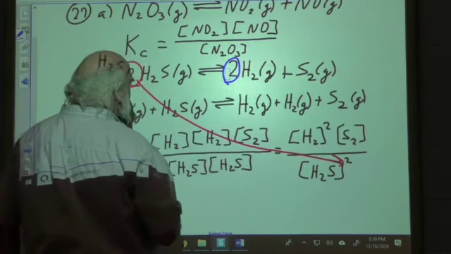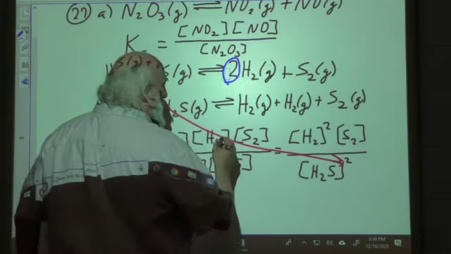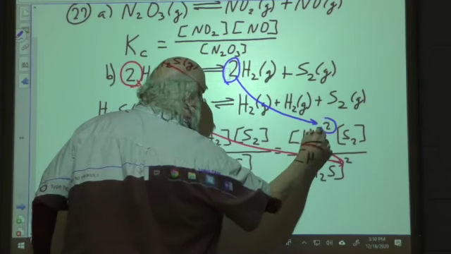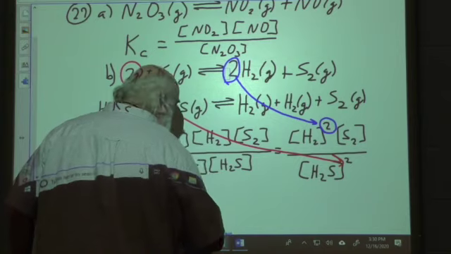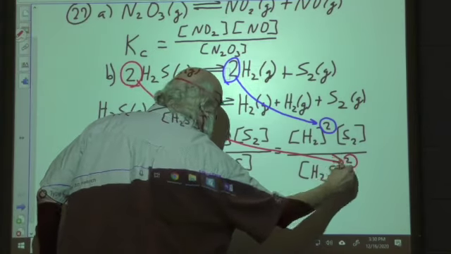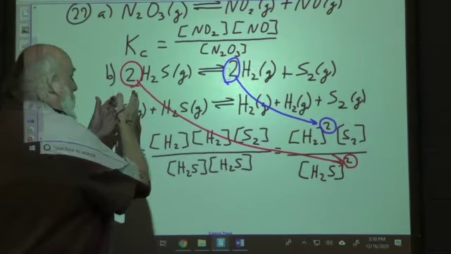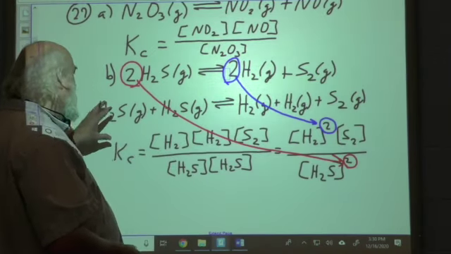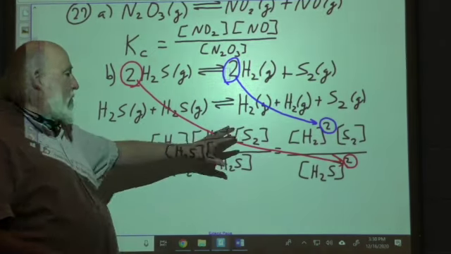So we got this 2 here, and that's going to become the exponent here. So, bottom line is, whatever coefficient you have in an equilibrium expression, when you write the equilibrium expression in terms of K, you're going to change those coefficients into exponents. Okay?